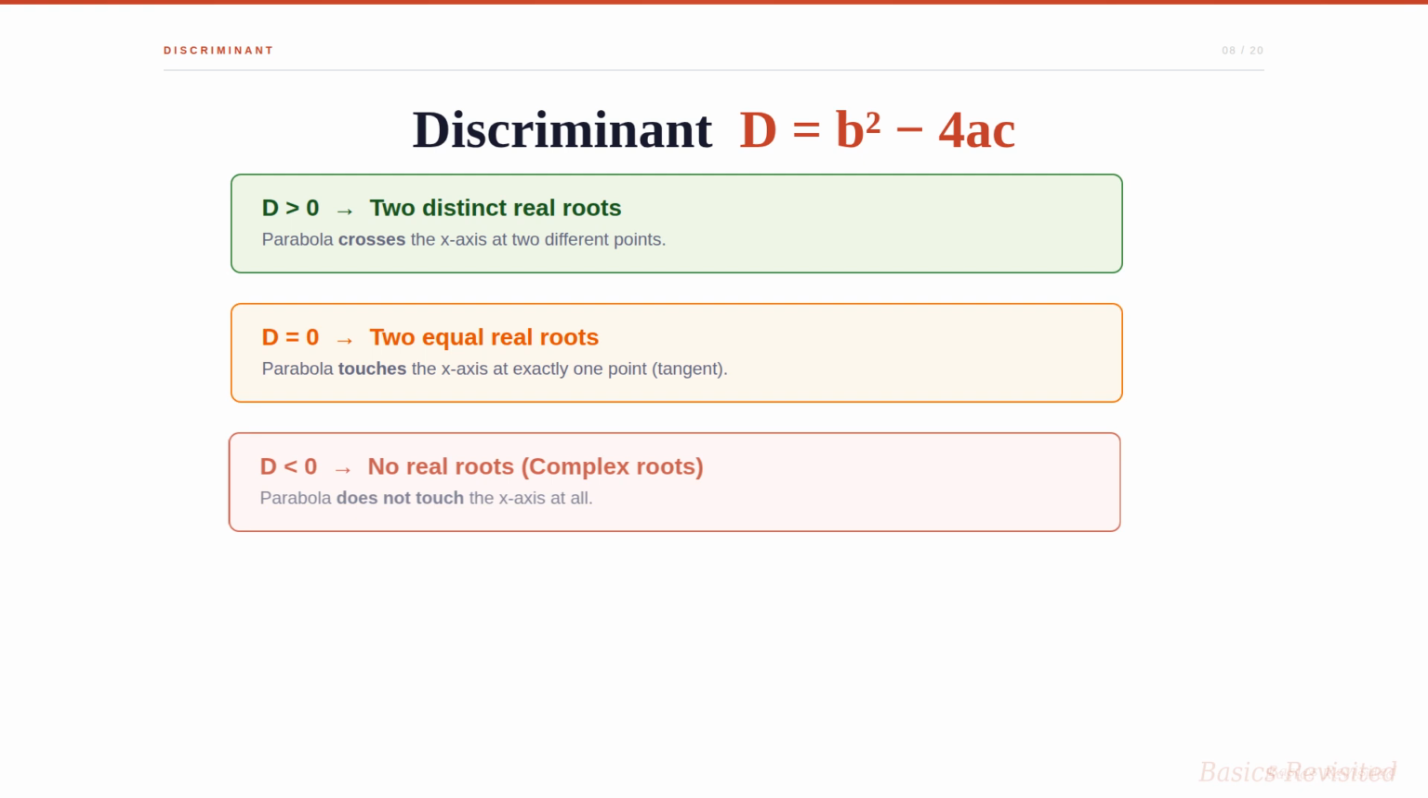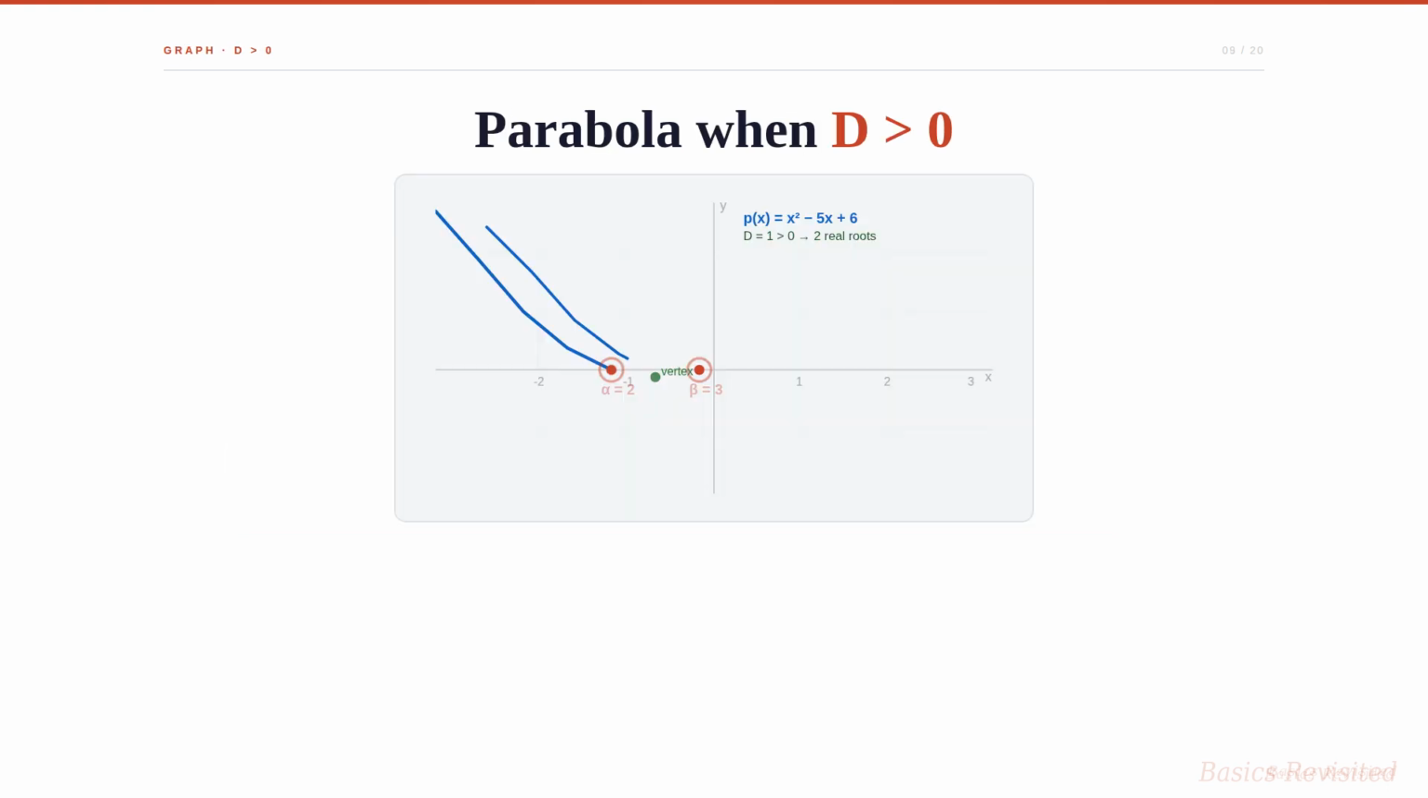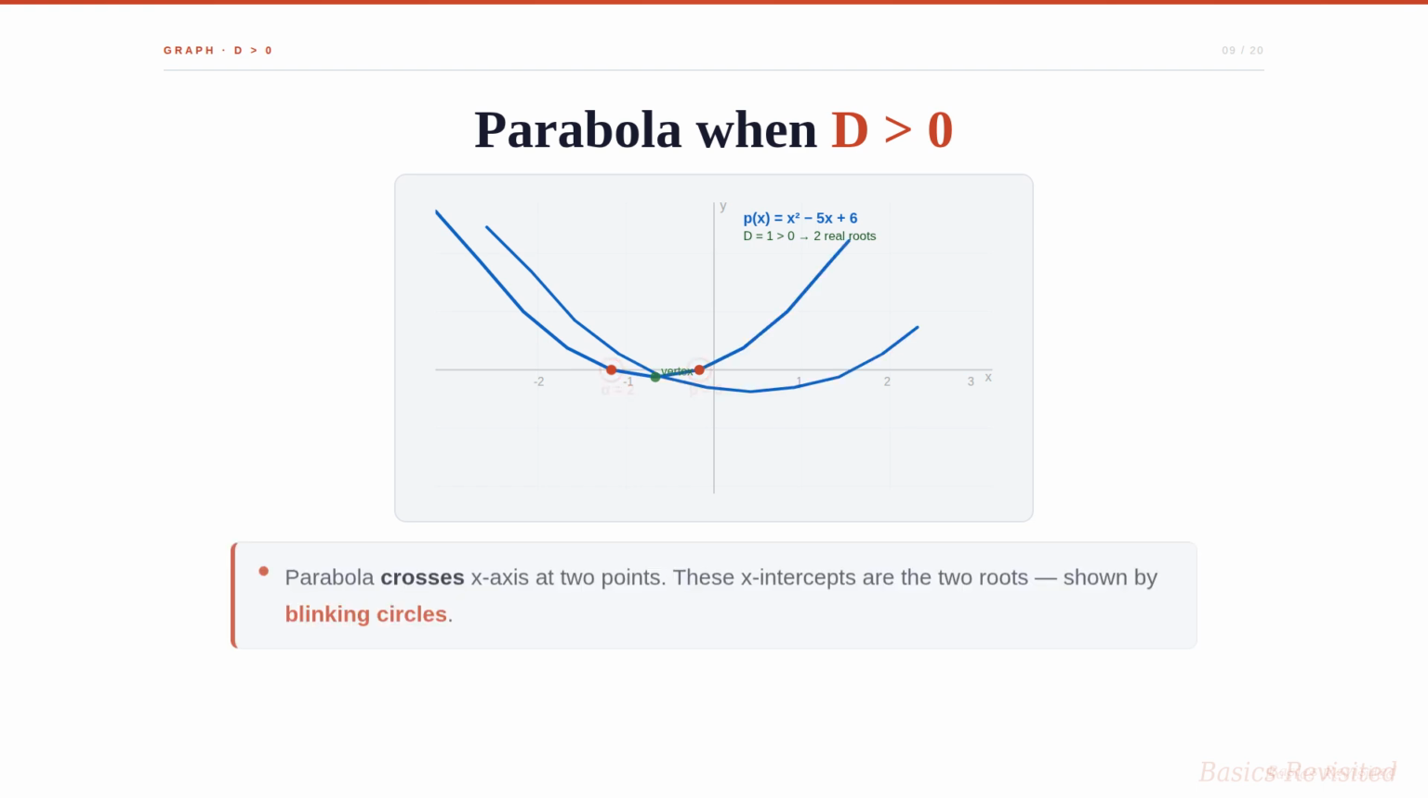Case 3, D less than 0, gives no real roots. Roots are complex numbers. The parabola does not touch the x-axis at all. Look at this graph. The parabola p of x equals x squared minus 5x plus 6. D equals 1, which is greater than 0. Notice the 2 blinking circles on the x-axis. The blinking red circles mark the 2 roots, x equals 2 and x equals 3. These are exactly the points where the parabola crosses the x-axis.